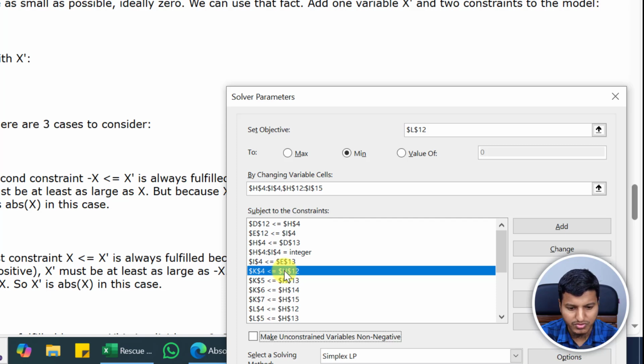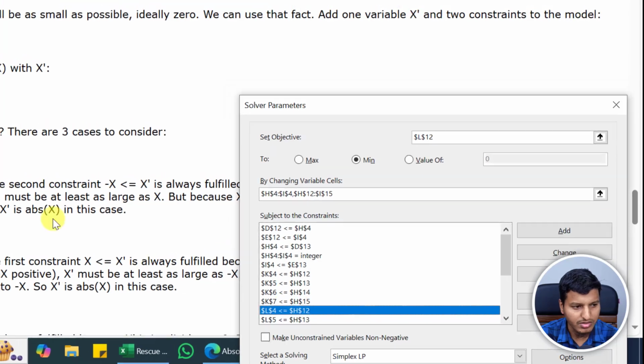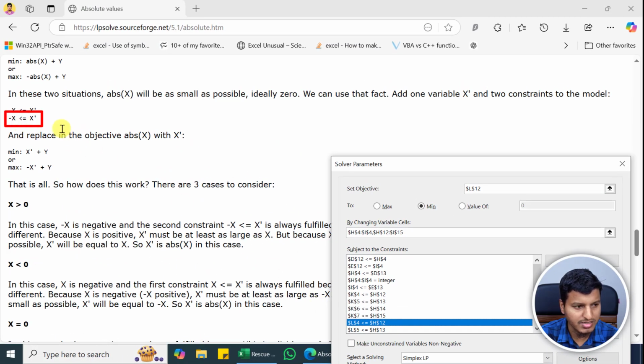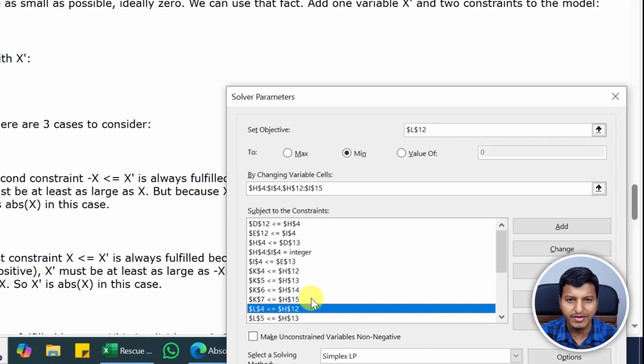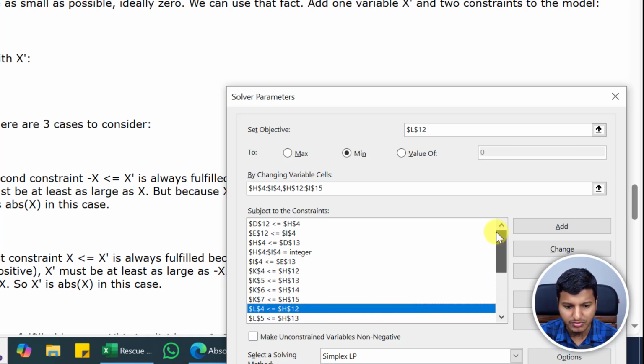Now we have one more constraint for this one. You can see L4 is less than or equal to H12. So that is minus X is less than or equal to X prime. So we have 2 constraints for each of those variable cells. So X prime for town 1, Y prime for town 1. So there will be 8 different variable cells and 16 different constraints, and you can see all of these constraints here. And then we have this integer constraint that this needs to be an integer value, and that's it.